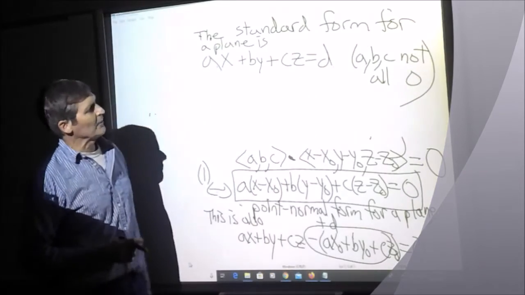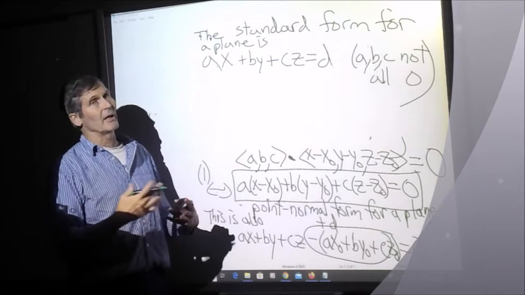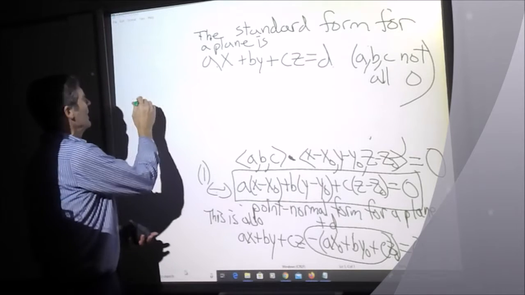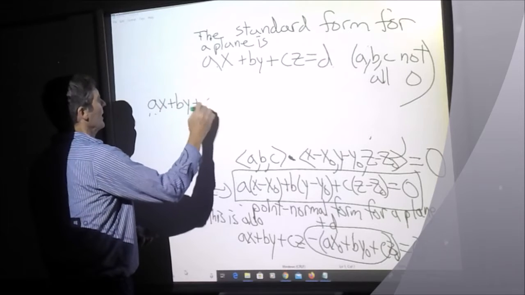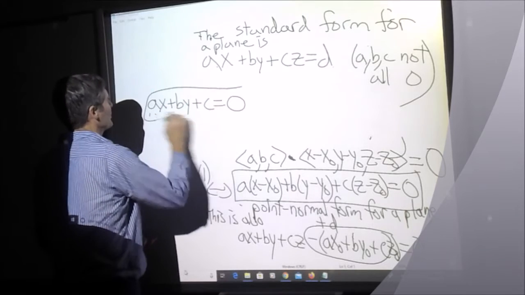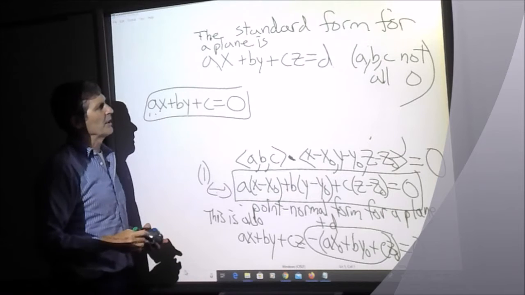This is like the general form of an equation for a line. There you said every line can be written as ax plus by. Remember this one? Every line in the plane can be written in this general form. There's the general form of an equation for a line in the plane.